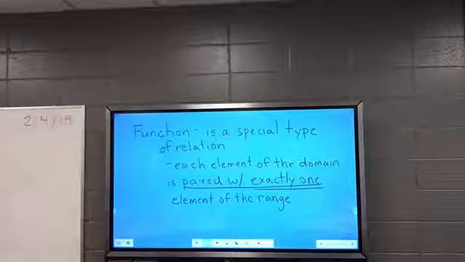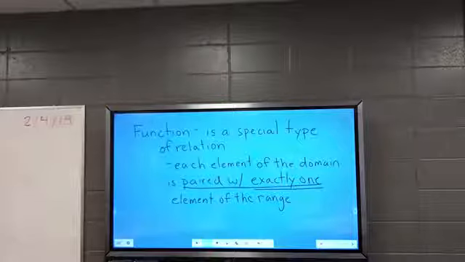Is every relation a function? No. But is every function a relation? Yes. All right. So you guys got to make sure you understand what it means to be a function relation. Okay. We get the special part.